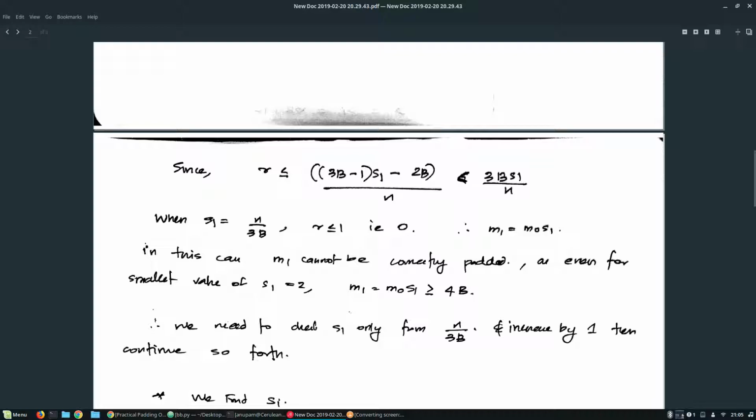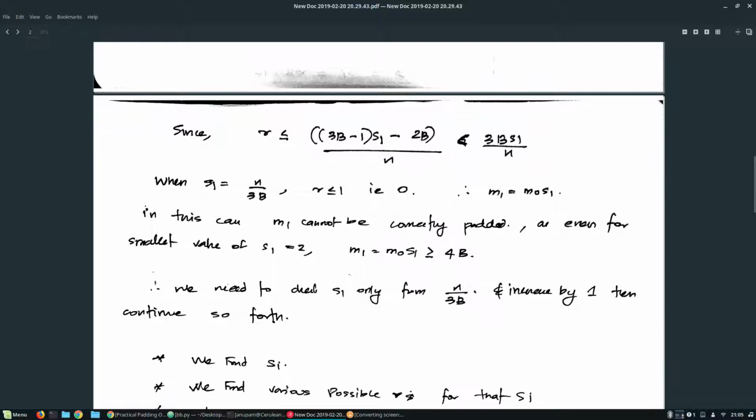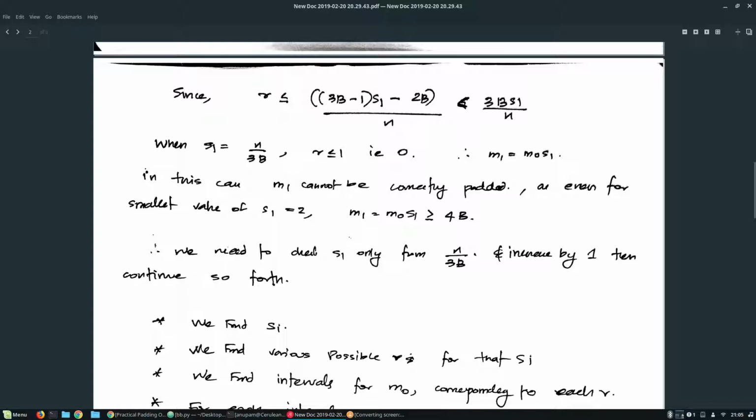It is clearly out of our bounds, because we need a number between 2b and 3b minus 1. So this is not really helpful if the value of s1 is less than n by 3b. So what this means is that we only need to check for s1 starting from n by 3b. We start from n by 3b, and using a ceiling function, we'll check the first integer from that point, and then we increase it by 1 until we get a correctly padded message.